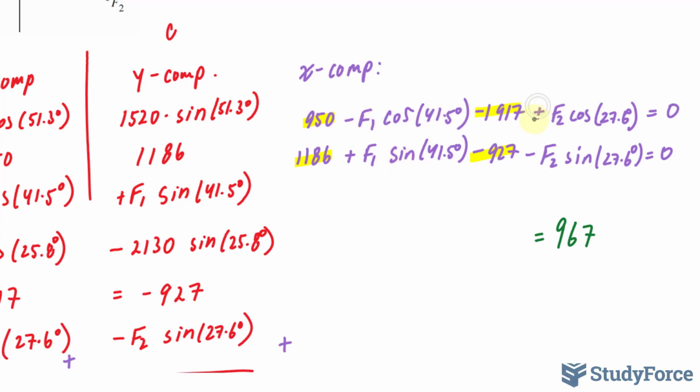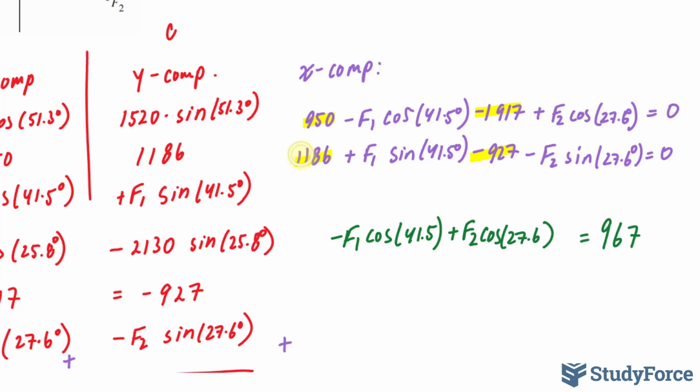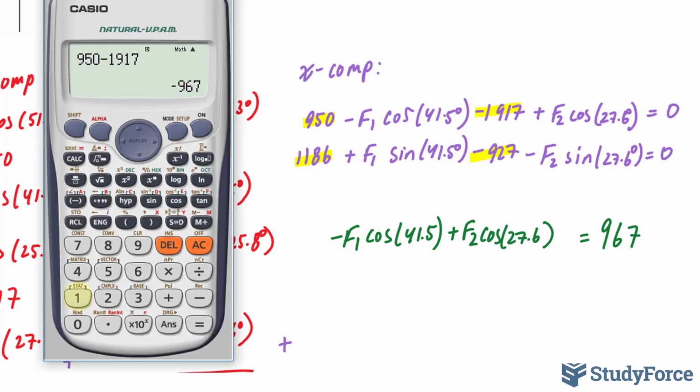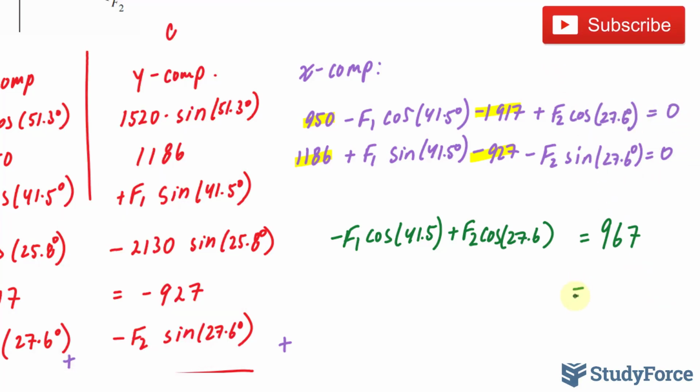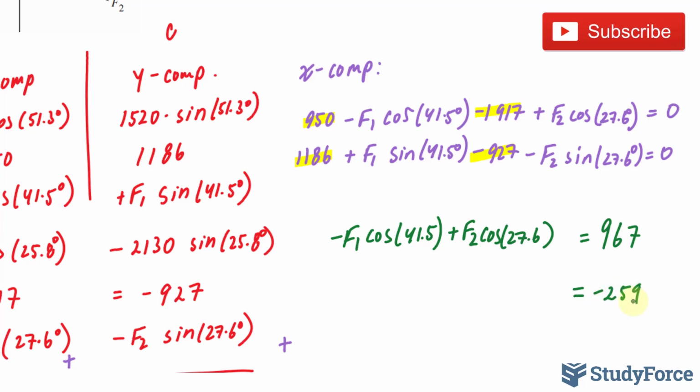This part and this part remain the way they are. Similarly, combining these two, 1,186 minus 927, that gives us 259. Bringing that over makes it negative 259. And this term and this term remain the way they are.